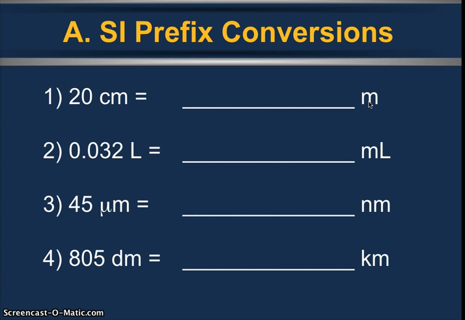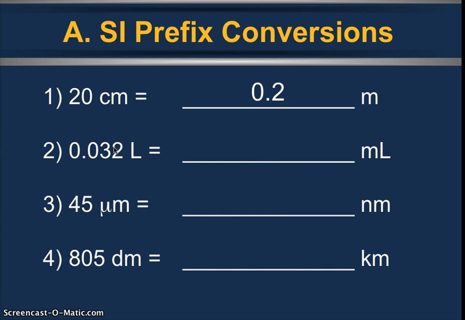So that means you're going to move the decimal 2 spaces, and we're going up the chart from centimeters to meters. When we go up the chart, remember we move the decimal to the left. So the decimal starts here, and we go 2 to the left. Okay? So your answer would be 0.2 meters. So 20 centimeters is the exact same thing as 0.2 meters.